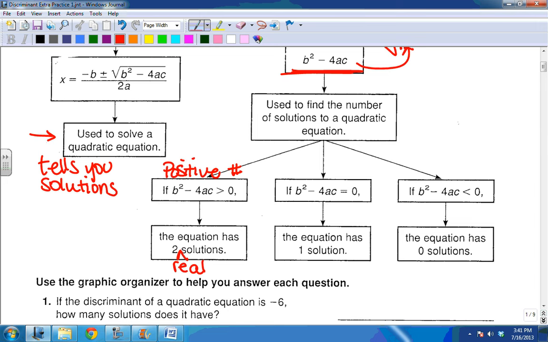The next scenario is when you have 0 under the square root. 0 only has one square root, itself. So the equation has one solution, more specifically one real solution.